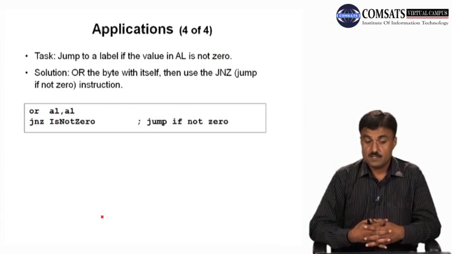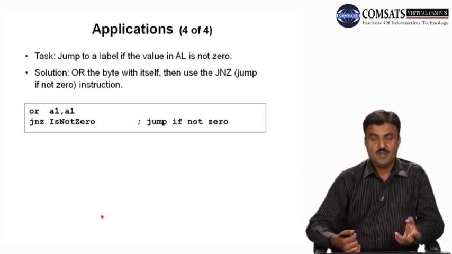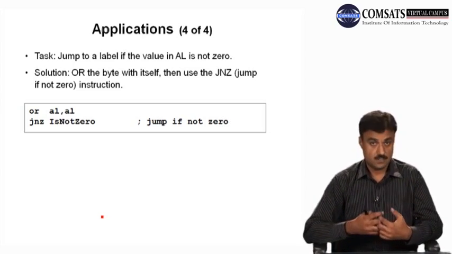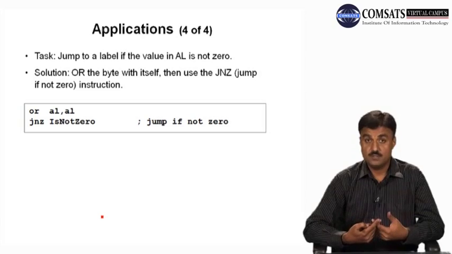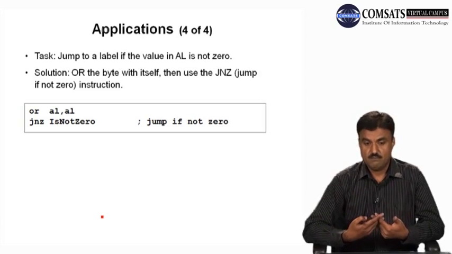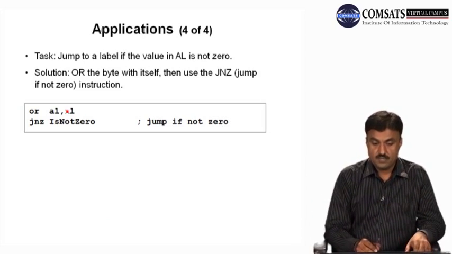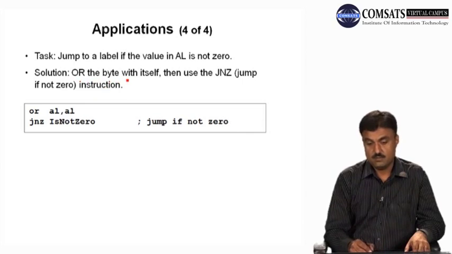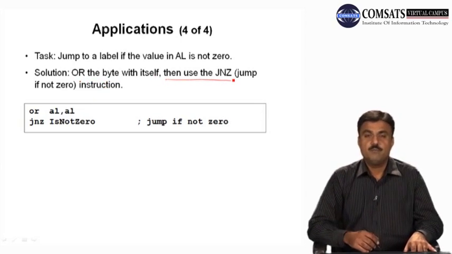The next application is if we want to perform a jump to a label if the value in the AL is not 0. How can we test this? AL can have any value, but if we want to test inside our program whether the value inside AL is 0 or not 0, how can we perform it? The operation is that we perform OR of the byte with itself, then we use the jump NZ.